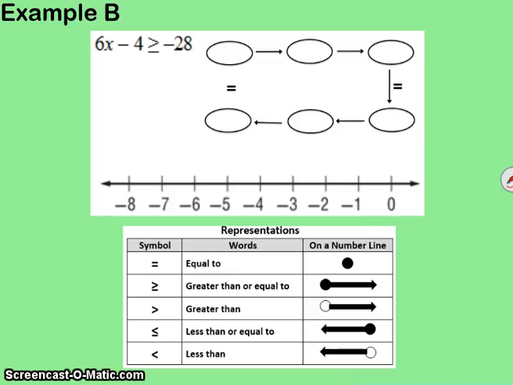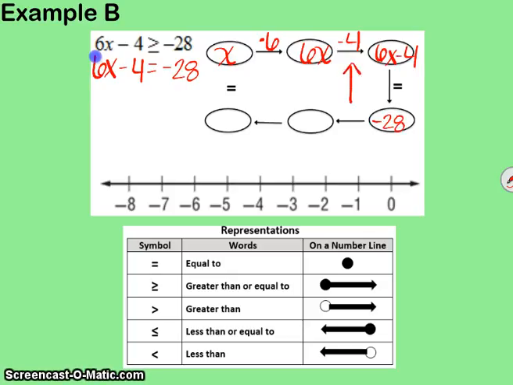Example B, 6x minus 4 is greater than or equal to negative 28. So again, I can rewrite this so that it has an equal sign instead, because you know how to solve these. So first I want to put an x here. What's happening with my x is I'm multiplying that by 6. X times 6 is just 6x. Then I'm subtracting 4 in my equation. Well, 6x minus 4 is just 6x minus 4. And that's all equal to that negative 28.